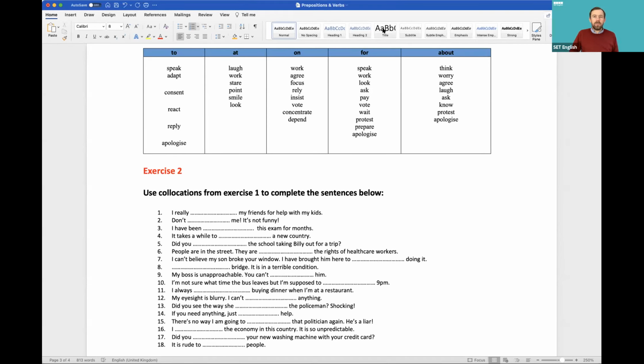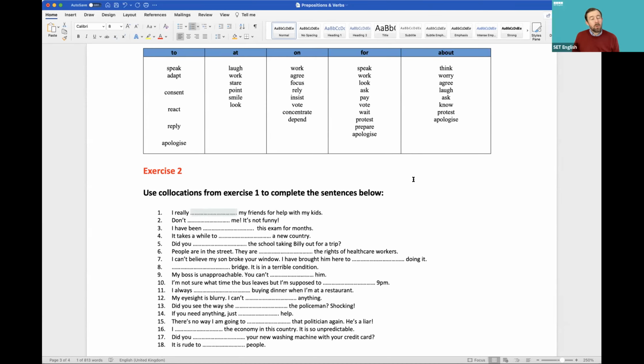So let's go for Anil. Anil, number 1. What do you think could go there? I really ask. Well, there would have to be a preposition as well. Yeah, I really asked to my friend for help with my kids.